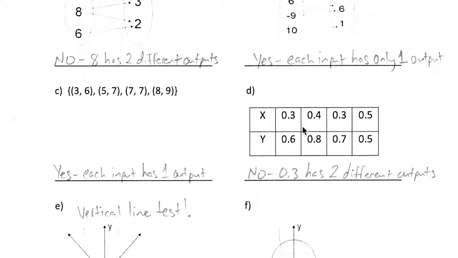In part D, we're looking at that input spot, and we see a repeat right there. So point 3 has two different outputs. It's got 0.6 and 0.7. That's not a function relationship.